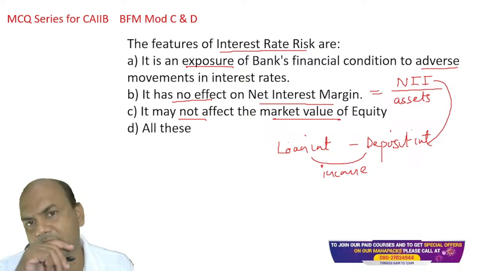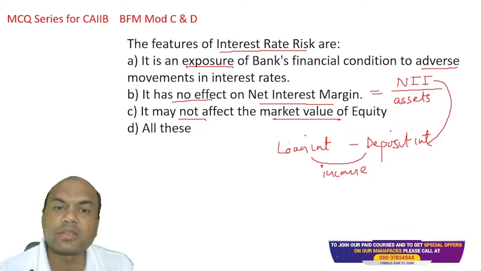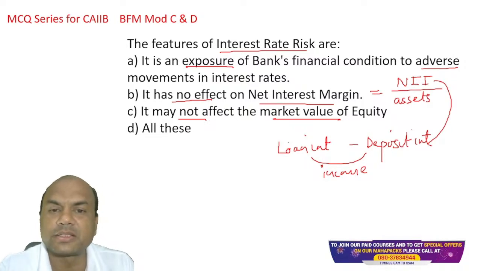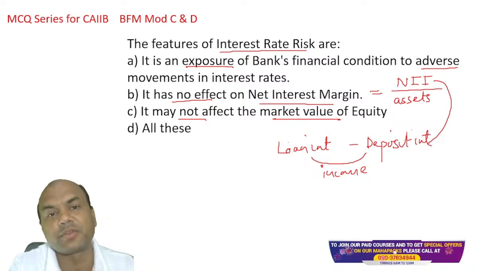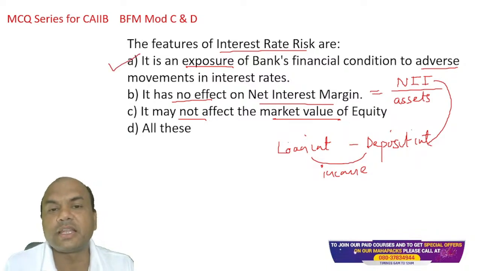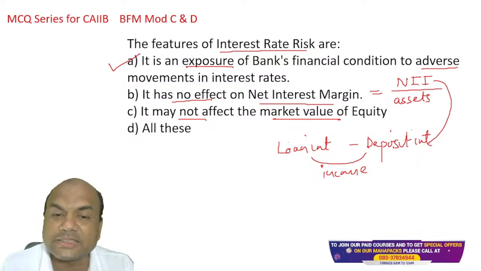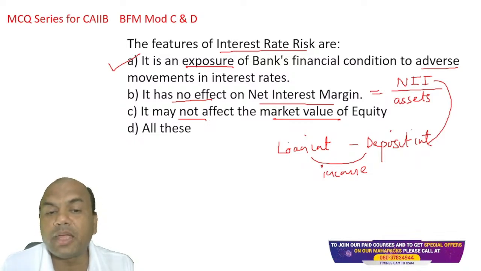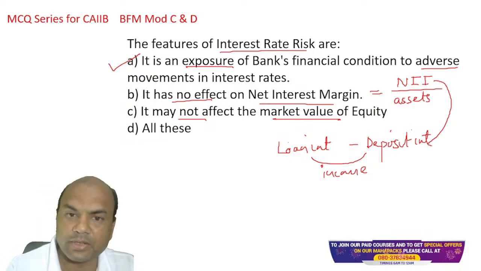What is the answer? All of these? Because all the answers earlier were all of these, that's why this also is all of these. Don't follow this concept in your CAIIB. CAIIB is not all of these, none of these. It's not compulsory that these answers will be there. The correct answer over here is A. It is an exposure to bank's financial condition to adverse movement in the interest rate. It has an effect on NIM. It may affect the market value of the equity. Okay, that is the correct one.